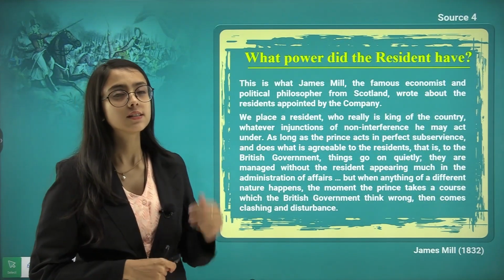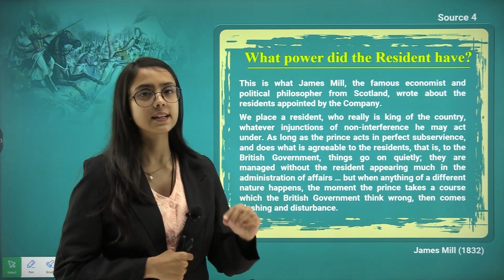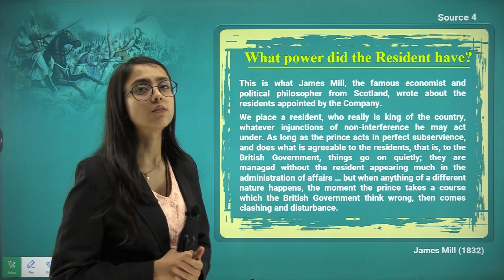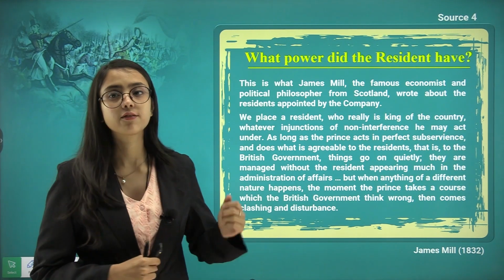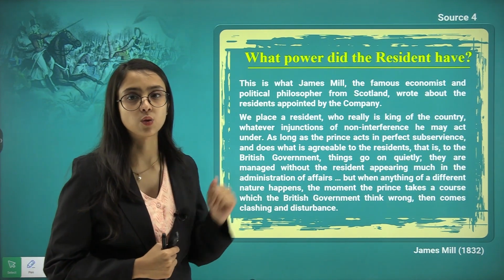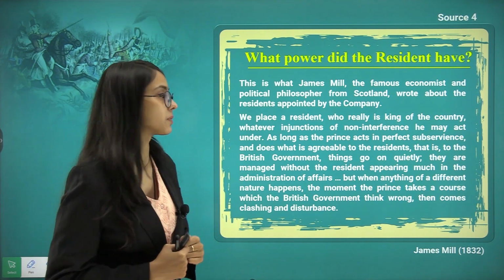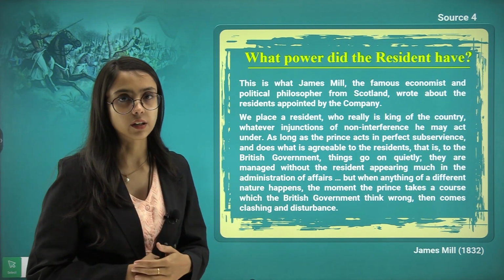What power did the resident have? As we discussed, there were residents in the court of local state rulers. Now, what were the powers of this resident? Let's see. This is what James Mill, the famous economist and political philosopher from Scotland, wrote about the residents appointed by the company. We place a resident who really is king of the country.